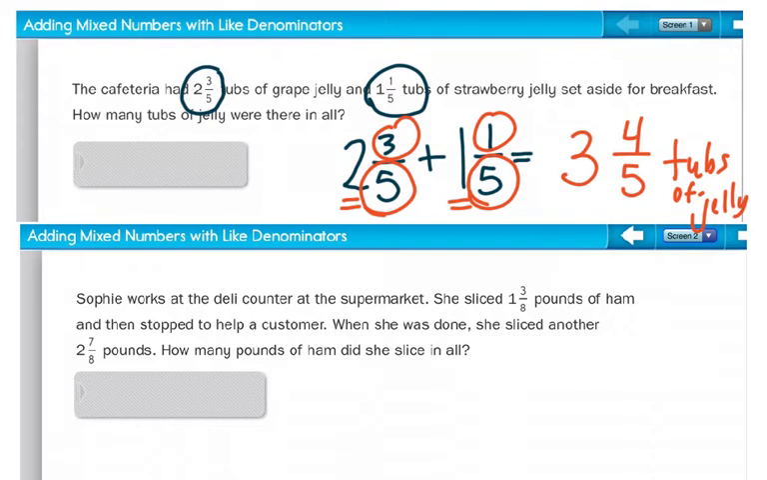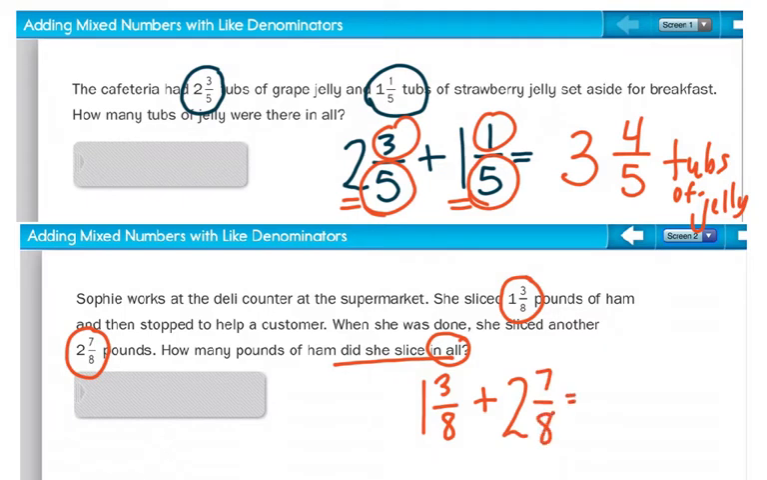The second one, Sophie works at the deli counter at the supermarket. She sliced 1 3/8 pounds of ham and then stopped to help a customer. When she was done, she sliced another 2 7/8 pounds. How many pounds of ham did she slice in all? So we're looking at in all means we're going to add. So on your whiteboard, would you please write 1 3/8 plus 2 7/8.